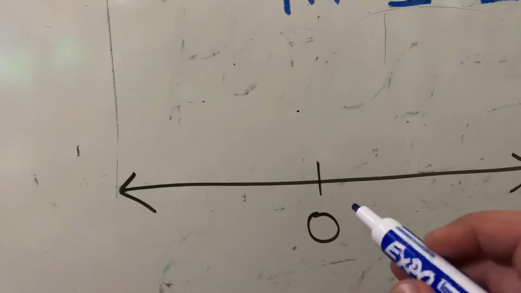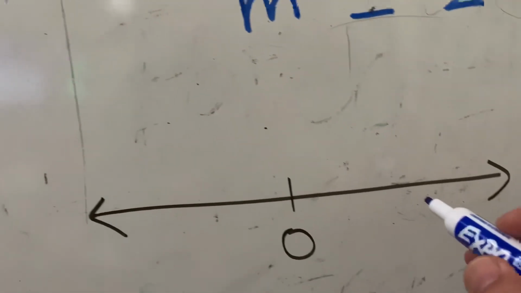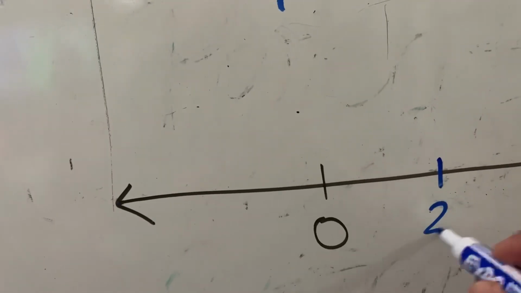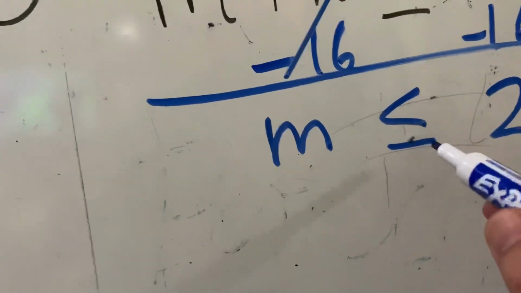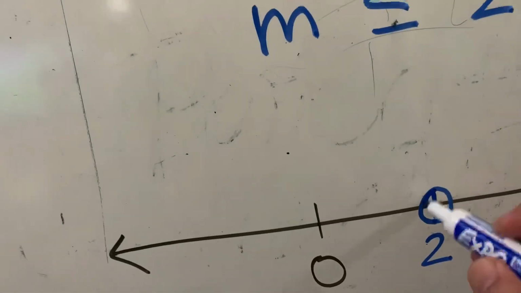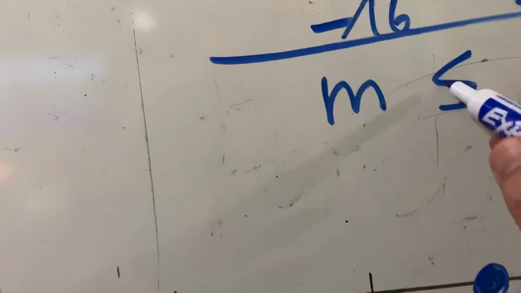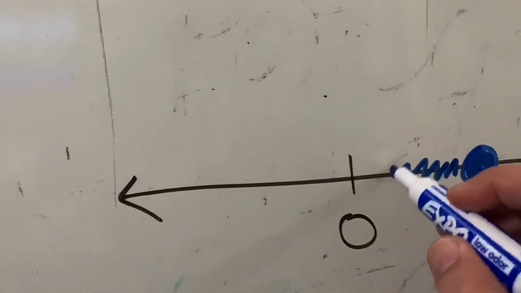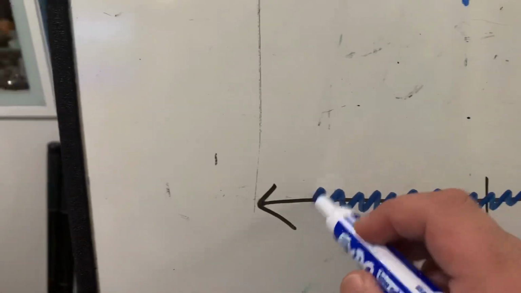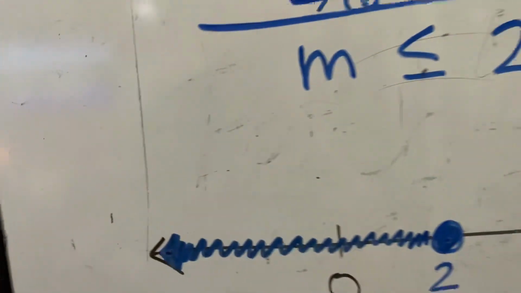So here's your number line. Put a 0. Put 2 on the right side. You make the circle. Now, less than or equal to means 2 is the answer and everything less than 2. So shade to the left. Okay, there's one.